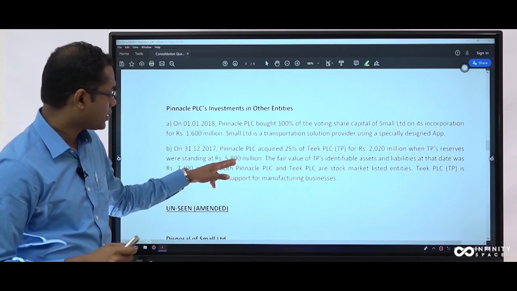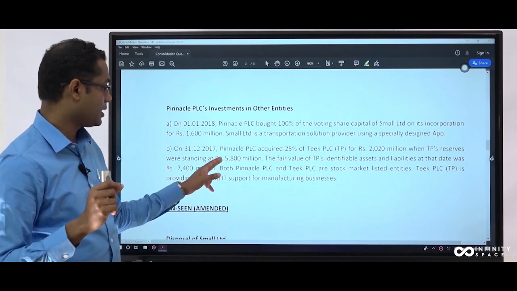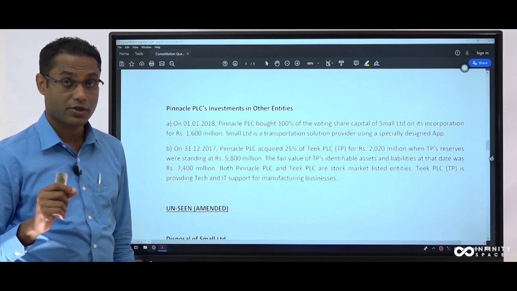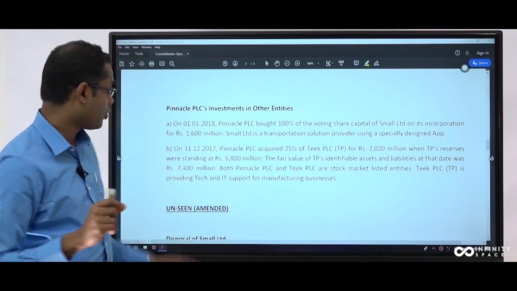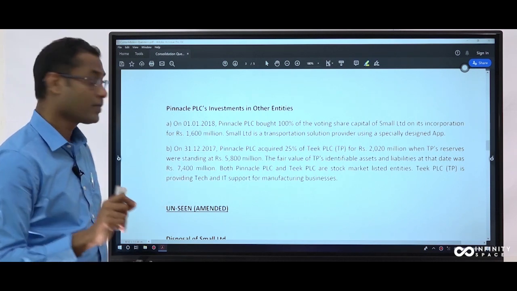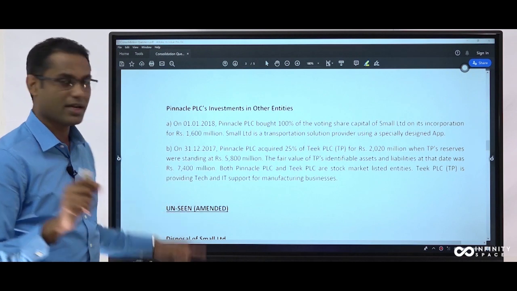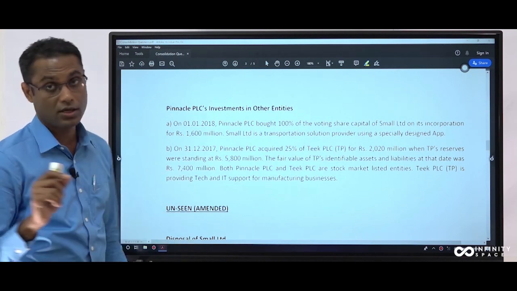The reserve balance at the date when this 25% acquisition was made was 5,800 million, and the identifiable net assets were 7,400. Again, in the question this figure of 7,400 was given as 7,200. I made a small amendment again to make the figures more meaningful, 7,400 million.